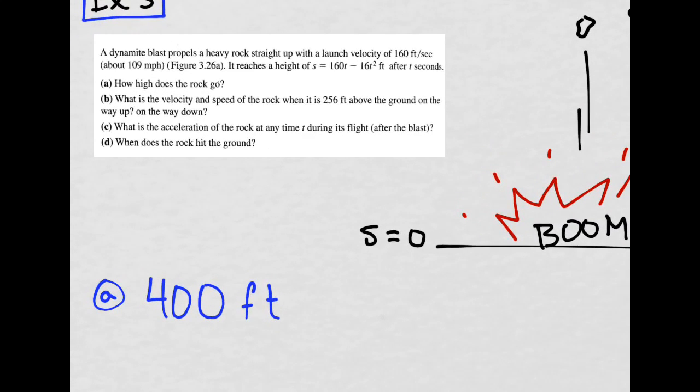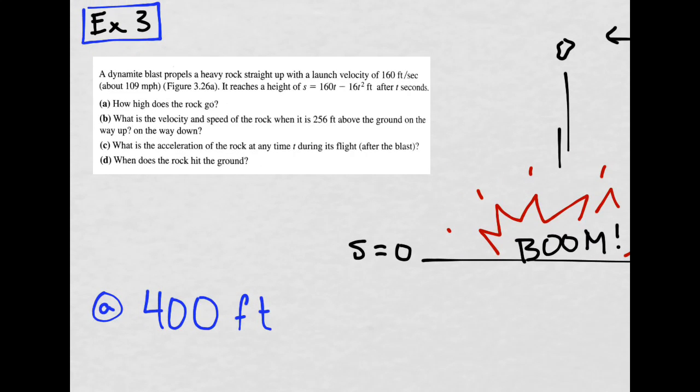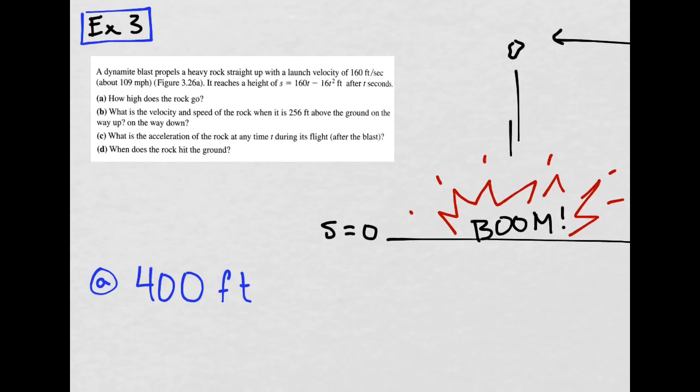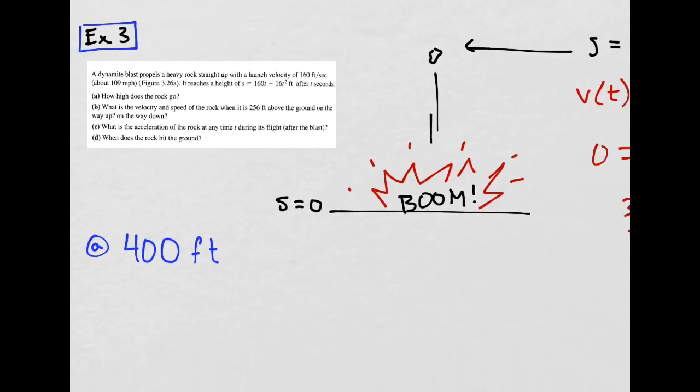Okay, let's see. What is the velocity and speed of the rock when it is 25 feet above the ground on the way up and on the way down? It actually should be the same speed for both of them, but one will be negative for velocity, one positive. No, sorry, what is the velocity and speed of the rock when it is 256 feet above the ground?